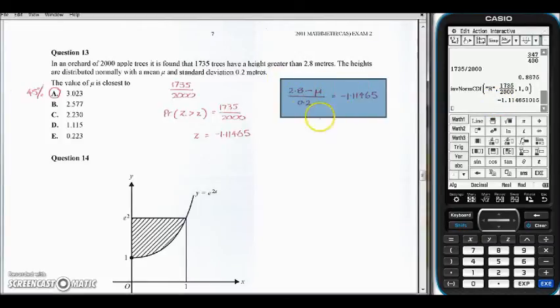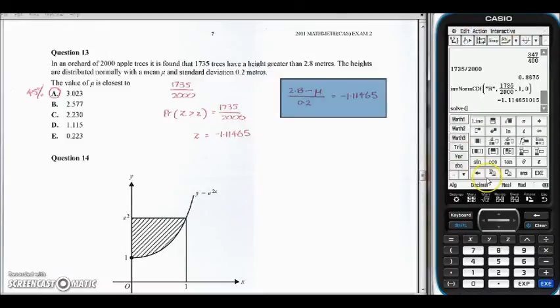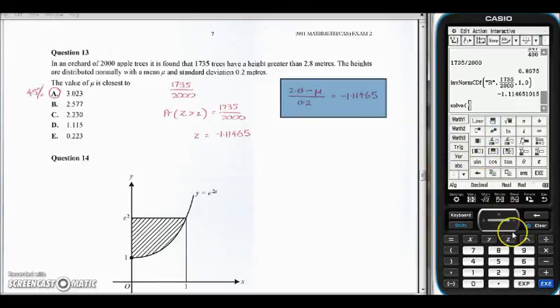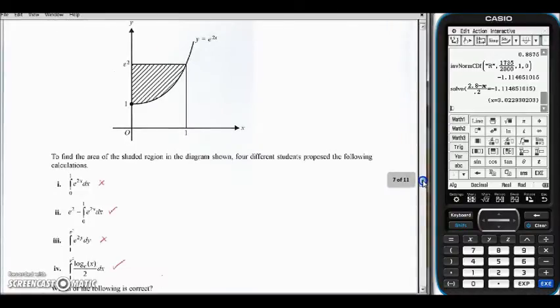I want to solve this for mu, and that will give me the mean. So action, advanced, solve. I probably might not need to use the solve function here, but it couldn't hurt. 2.8 minus x over 0.2 is equal to, and then I'll drag this down so I've got a more exact answer. Solve for x, 3.023, which is A. Okay, question 14. Now a lot of people struggle with this one.